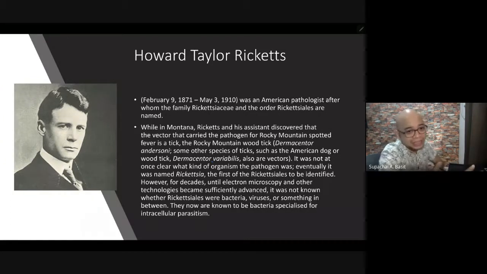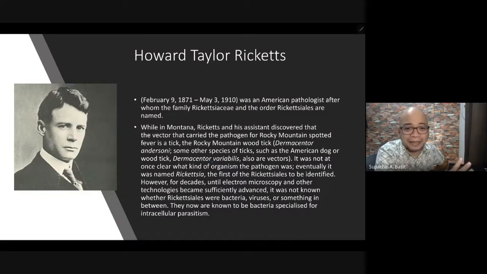So here's the story. While in Montana, Ricketts and his assistant discovered that the vector that carried the pathogen for Rocky Mountain spotted fever is a tick, because before this time, many were puzzled what causes spotted fever in Rocky Mountain. And Rocky Mountain, I think, is one of the places in Montana. In the Rocky Mountain, they have this wood tick called Dermacentor andersoni and some other species of tick, such as the American dog or wood tick, Dermacentor variabilis.